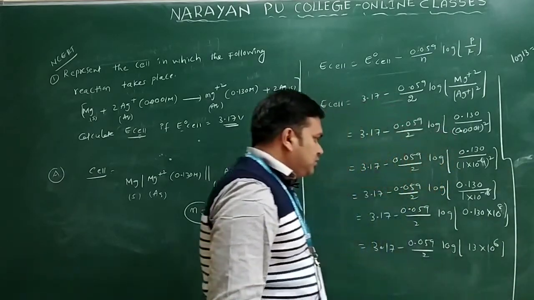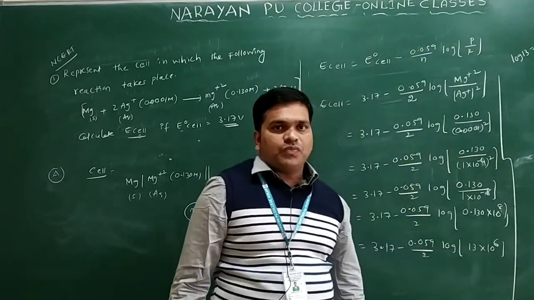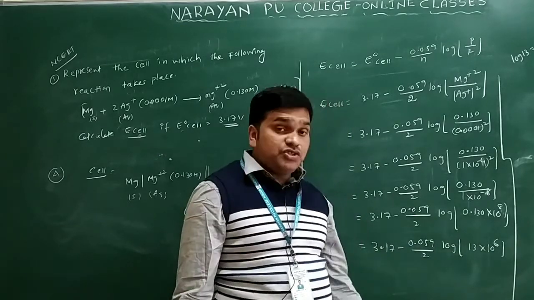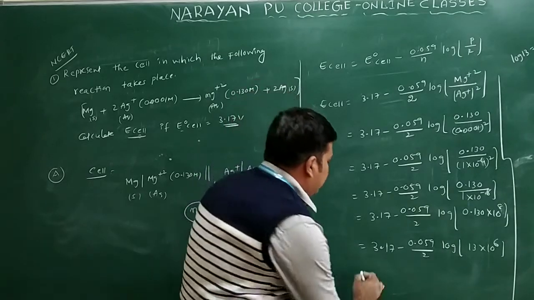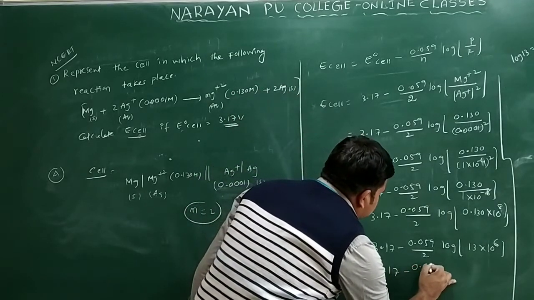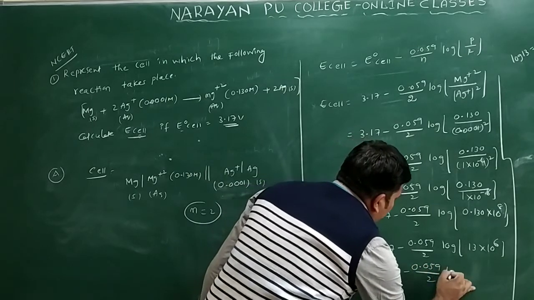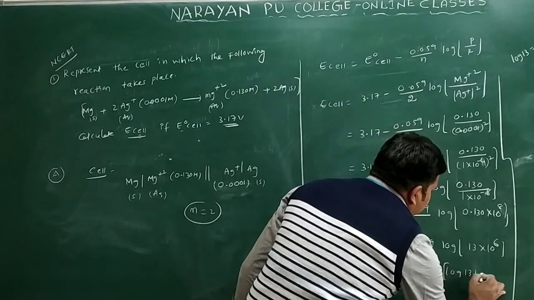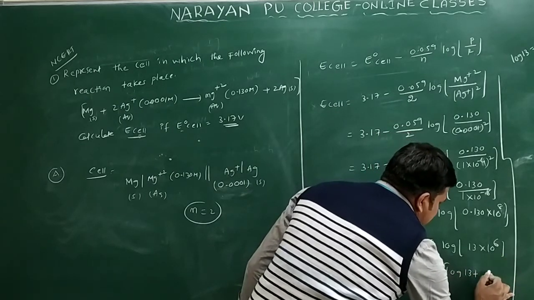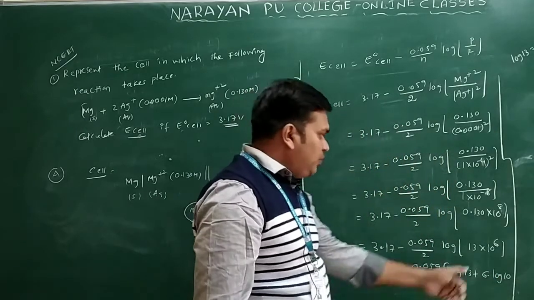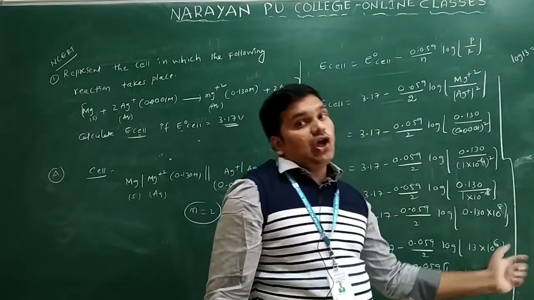So now what do you do? This is log A into log B only. You know in mathematics log AB is equal to what, ma'am? Log A into B is equal to log A plus log B only. I will apply the same formula. I have 3.17 minus 0.059 by 2 into, here I will write log 13 plus 6 into log 10 only. So 10 power 6, how can we write? 6 into log 10 you will write only.